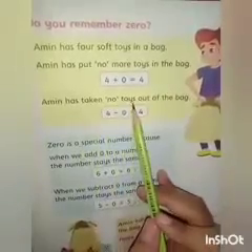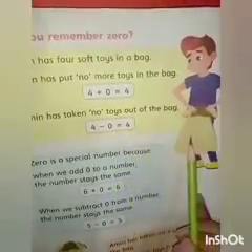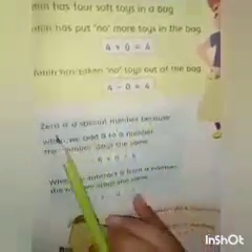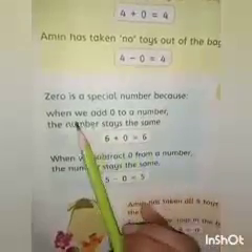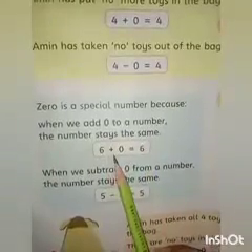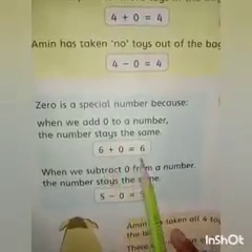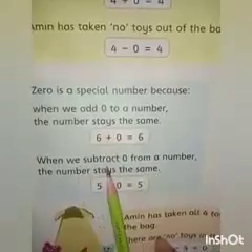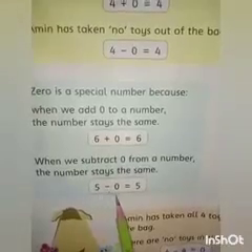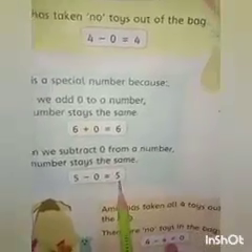Amin has taken no toys out of the bag. Amin has 4 toys and he takes no toy out of the bag. So when we subtract 0 from 4, we get the answer 4. 0 is a special number because when we add 0 to a number, the number stays the same. 6 plus 0 is equal to 6. So when we add 0 to any number, we get the same answer. When we subtract 0 from a number, the number stays the same. 5 subtract 0 is equal to 5. So when we subtract 0 from 5, we get the same answer.